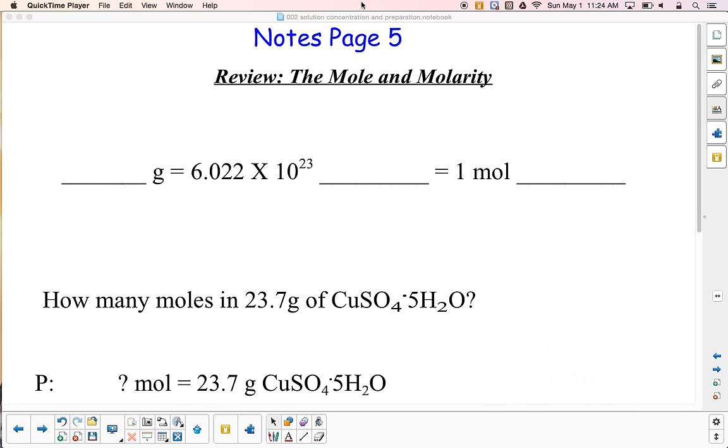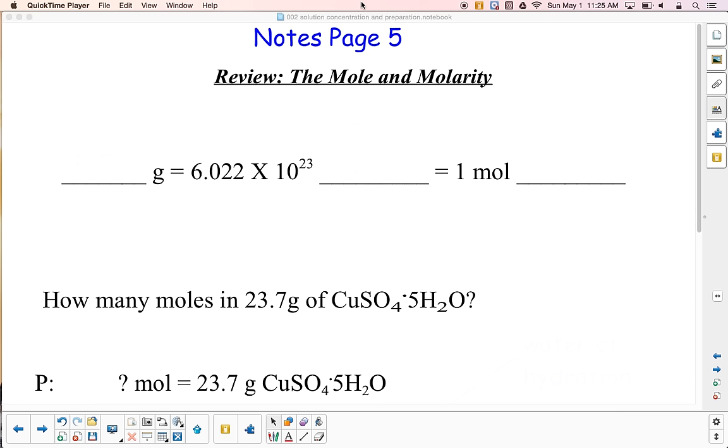In order to successfully make your oscillating chemical reaction, we need to take a little bit of time to review some things from our past. Your notes packet on page 5 offers a nice review of the mole and molarity. So turn to page 5 of your notes and let's look back at some things we've learned in the past.